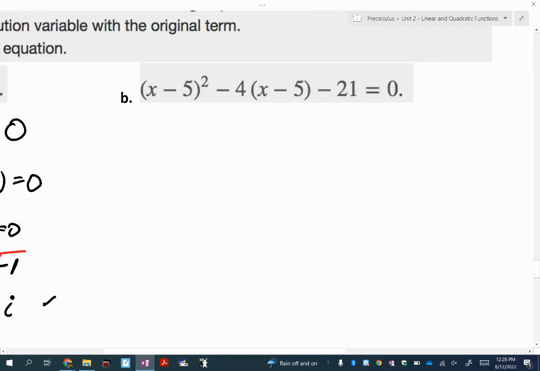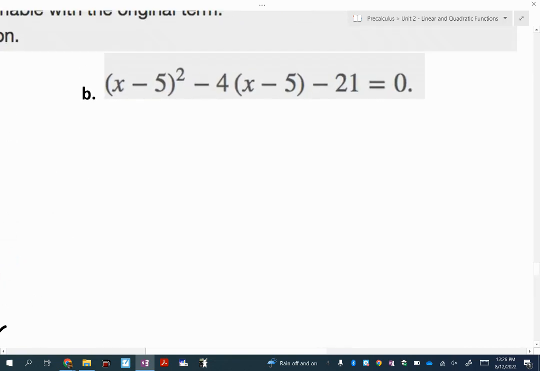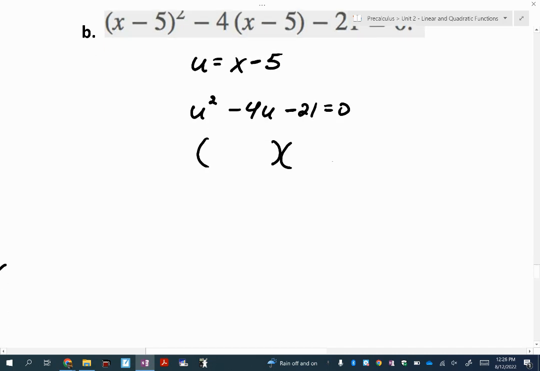All right, let's try letter B. What they want you to do for this one is they want you to imagine with some u substitution that u is x minus 5. So I can rewrite this as u squared minus 4u minus 21. So now if we factor it, right, it becomes way simpler. I'm going to use 7 and 3, so u minus 7 and u plus 3.